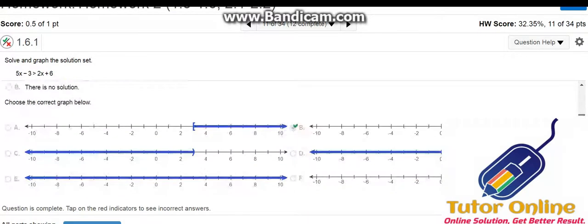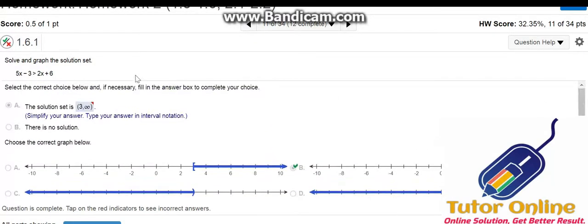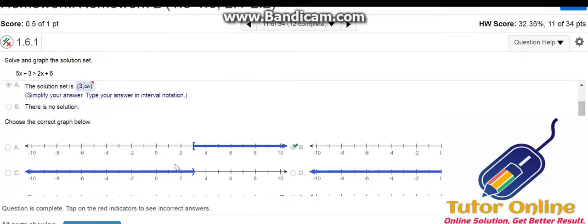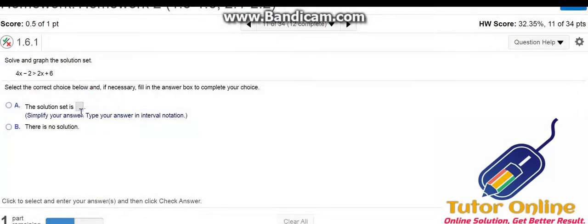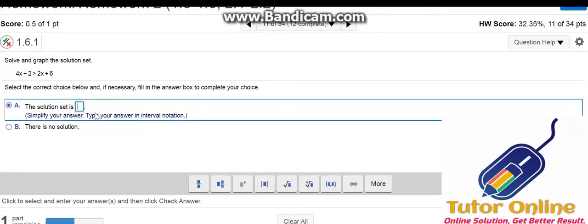Okay, it's somehow a complicated question. It says solve and graph the solution set: 5x minus 3 is greater than 2x plus 6. So the solution set is what? It's half wrong and half true, right? So we will go to one of the similar questions so we can get full marks. Solve and graph the solution set: 4x minus 2 is greater than 2x plus 6. Section A tells the solution set. What will be the solution set? So we will come with the solution.